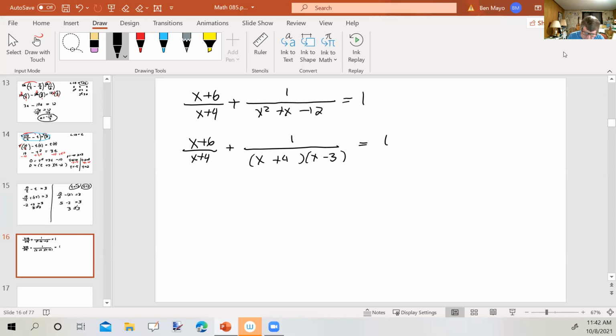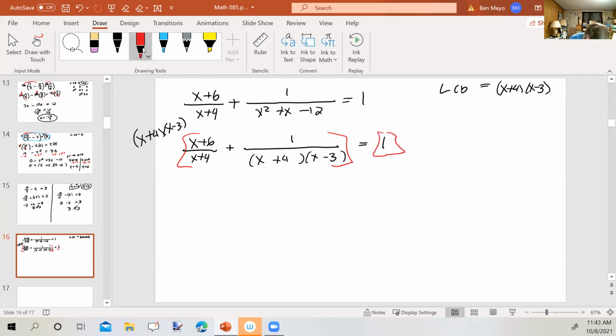All right. Now, my least common denominator, I need an x plus 4 and an x minus 3. So I'm going to multiply both sides of the equation by the entire thing, x plus 4, x minus 3, and over here as well, x plus 4, x minus 3. I'm going to try and crowd this all in here. We'll see what happens. So I'm going to distribute this to here, and then to here, and then multiply that together.